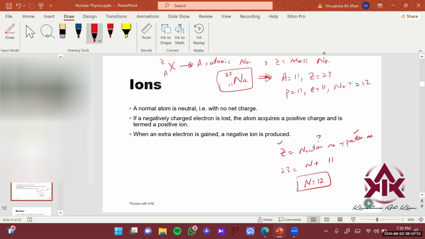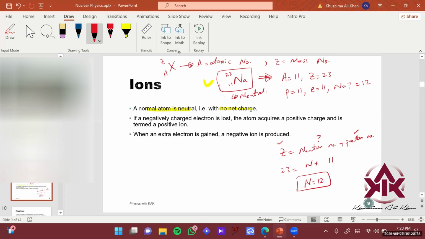So a normal atom, which has no charge like this, is called, not an ion, by the way. It is just a neutral atom. It's called a neutral atom. Neutral means it has zero charge.